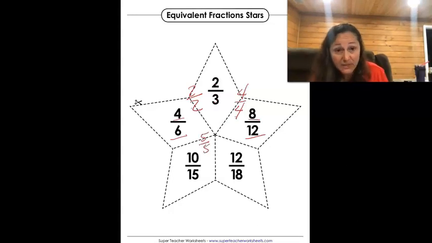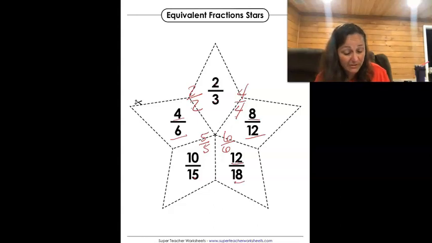5 over 5, right? Because we got to equal 1. So 2 times 5 is 10. 3 times 5 is 15. Did it work? Now, 2 times what gives me 12? 2 times 6, so 6 over 6. 2 times 6 equals 12, that works. 3 times 6 equals 18, that works.